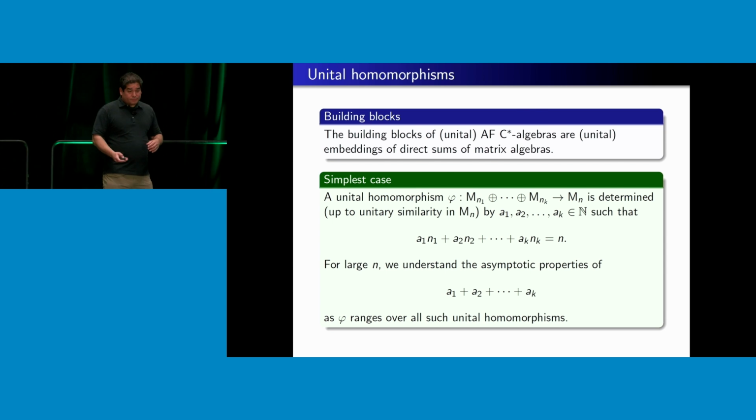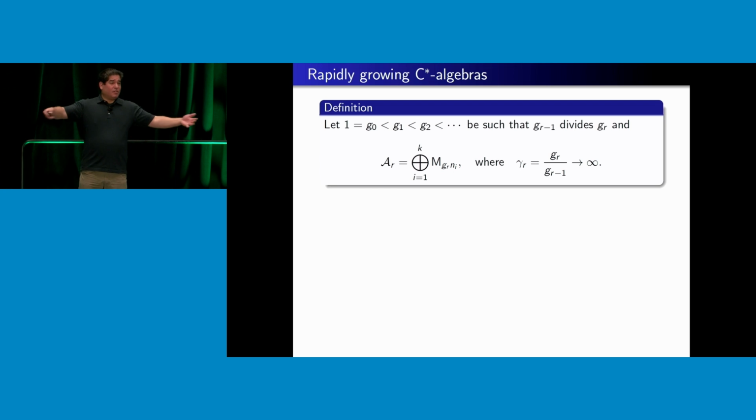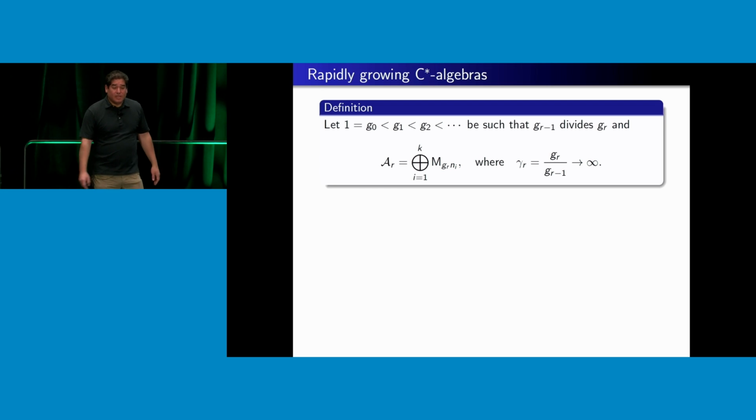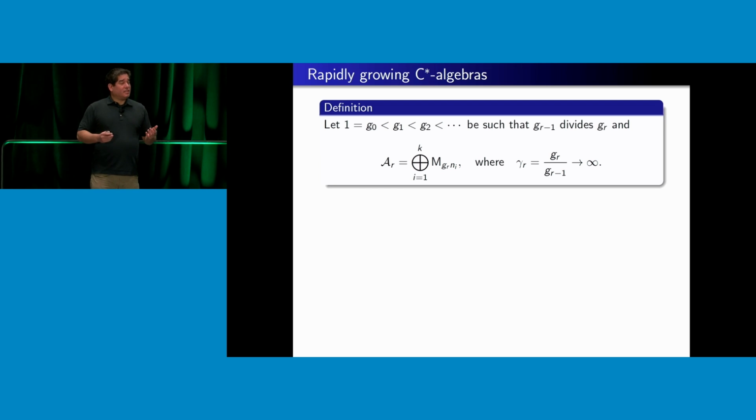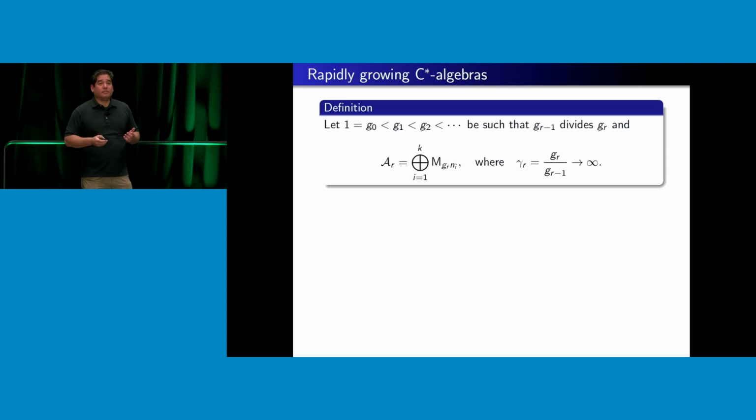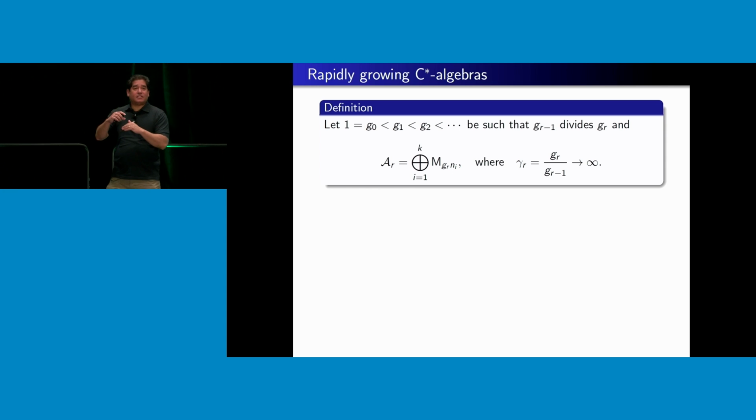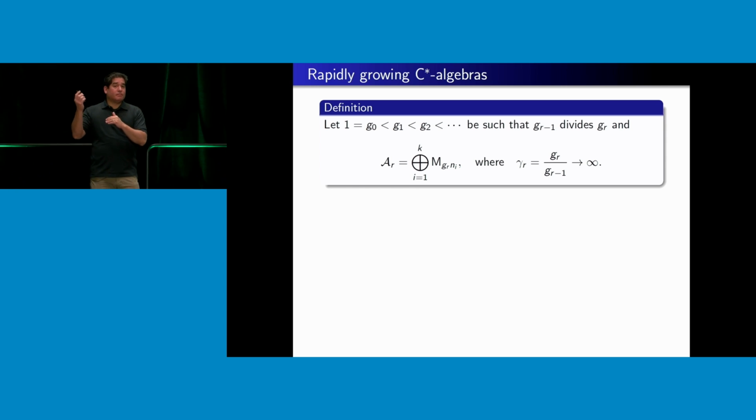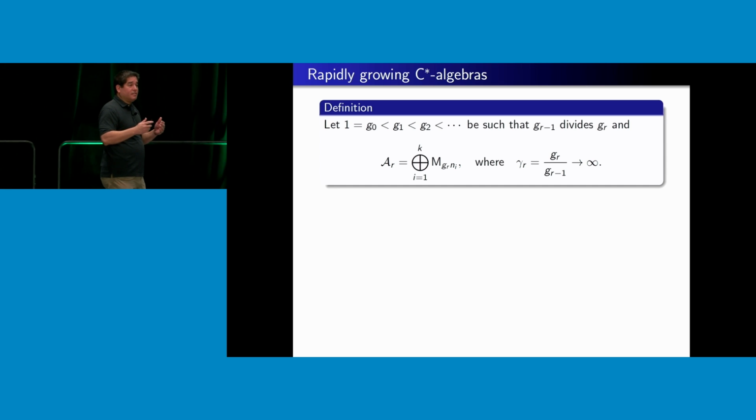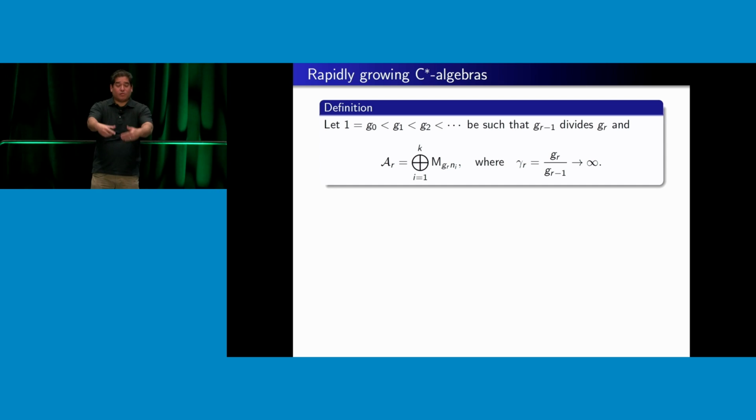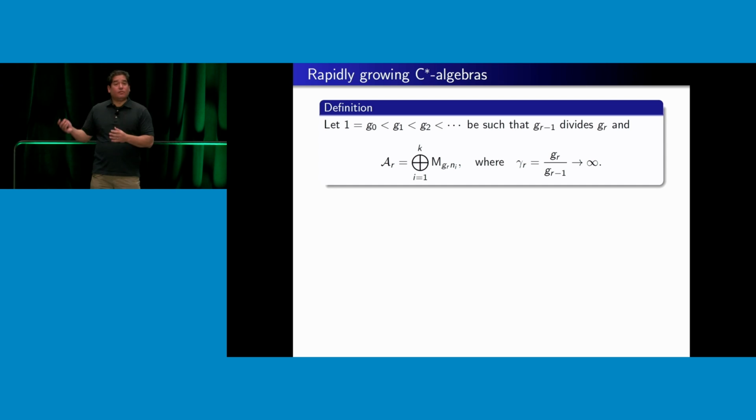What we'll be able to do is attack algebras that grow sufficiently rapidly. So think of G sub r as something that gets big really, really quickly. Think of G sub r as r factorial, right? r factorial blows up so quickly that when I take the ratio of two successive factorials, I'm blowing up to infinity. So these G sub r's are growth constants that get big really quickly so that their quotients, gamma sub r, tend to infinity.